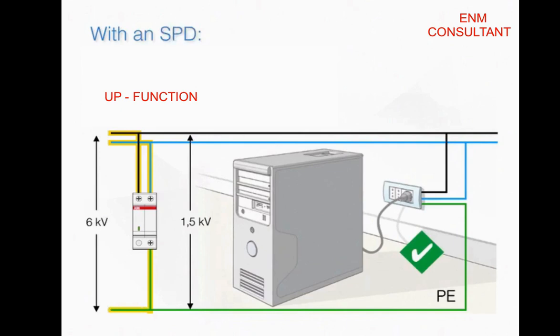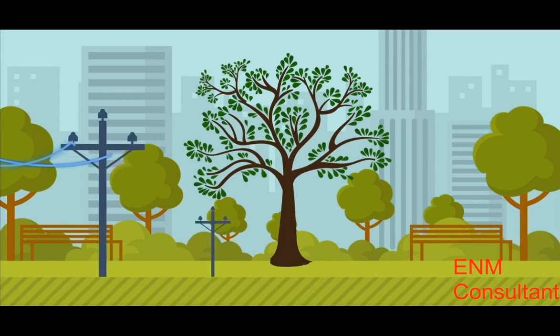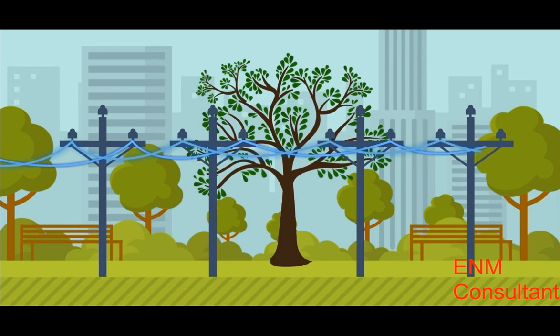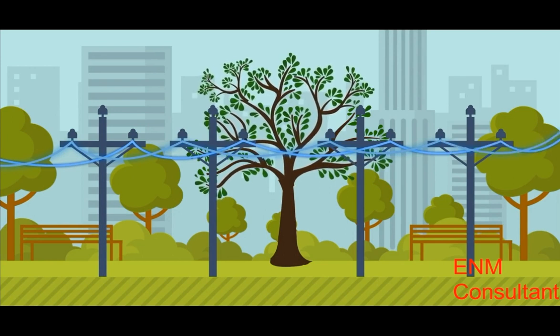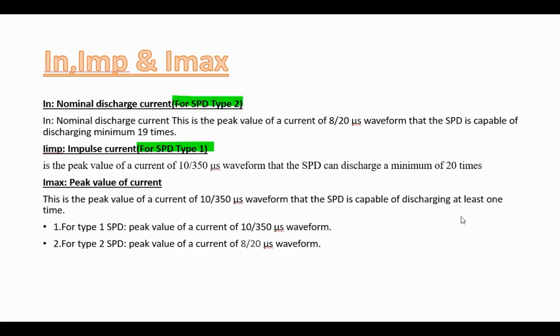Now let's talk about the surge currents that can be generated in transmission or distribution lines due to the grid or because of environmental factors, like if a tree's branch touches the power lines or lightning strikes on the power line or near the power line, which will create surges. These surges are categorized into 3 types. One is IN, which is the nominal current and is used for SPD type 2, and it has the waveform of 8/20 microseconds.